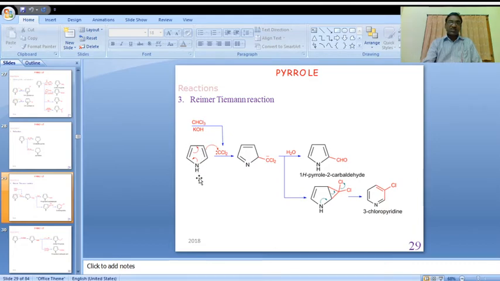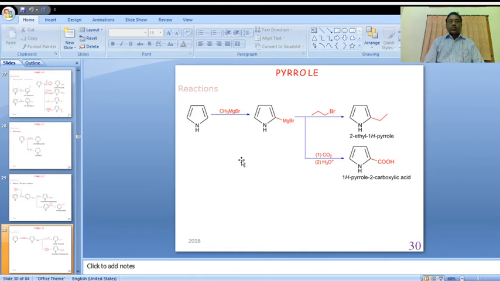Pyridine is a 6-membered ring. Just now we learned about 5-membered rings only. All these, pyrrole, furan, thiophene, are 5-membered rings that we are discussing. Pyridine is a 6-membered ring. From a 5-membered ring, we can produce a 6-membered ring based on this Reimer-Tiemann reaction. Okay, is it clear?